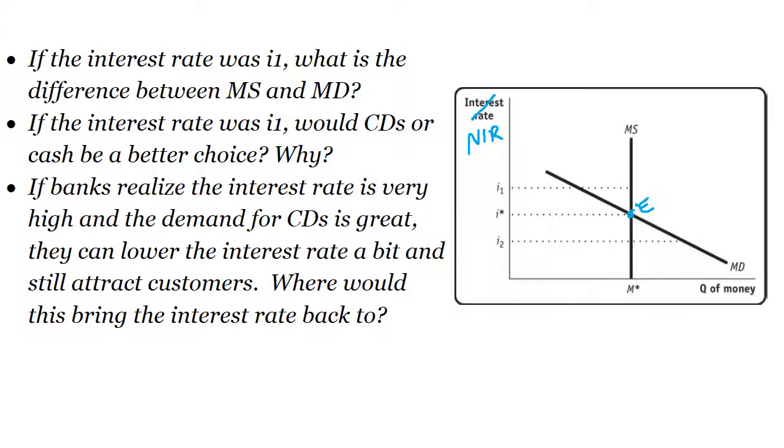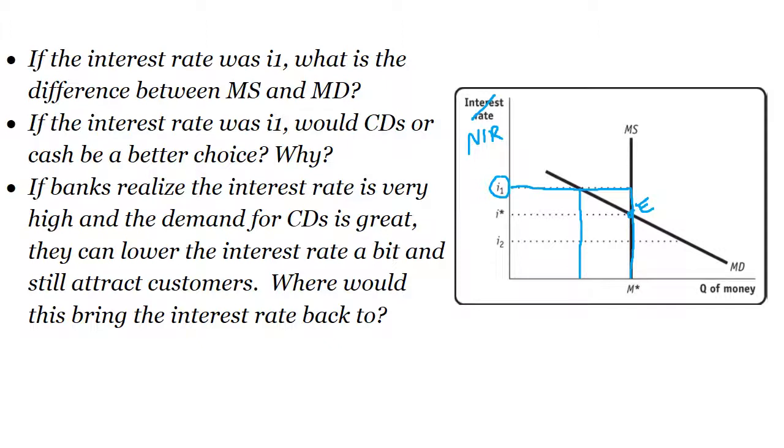All right, first question. If the interest rate was I1, right here, what is the difference between money supply and money demand? So if you trace this I1 line out, we can see that we hit money demand before we hit money supply. So money supply has a bigger quantity than money demand. If you have more supply than demand, you have a surplus.